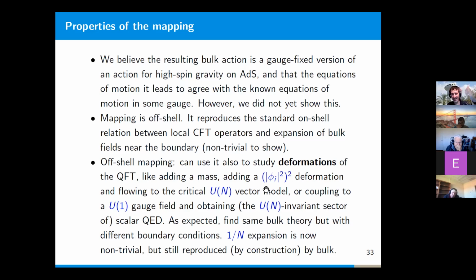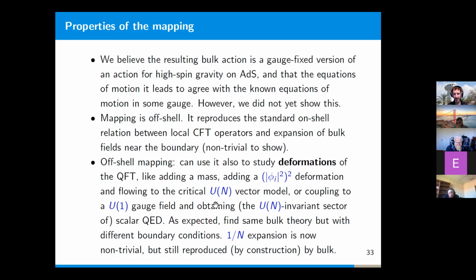We just add these fields on the field theory side, follow the translation to the gravity side, and we find that we do get, indeed, as expected, exactly the same bulk theory, but now with different boundary conditions. So in the scalar QED case, we just find a different boundary condition for the U(1) gauge field in the bulk, and otherwise exactly the same non-local interactions.